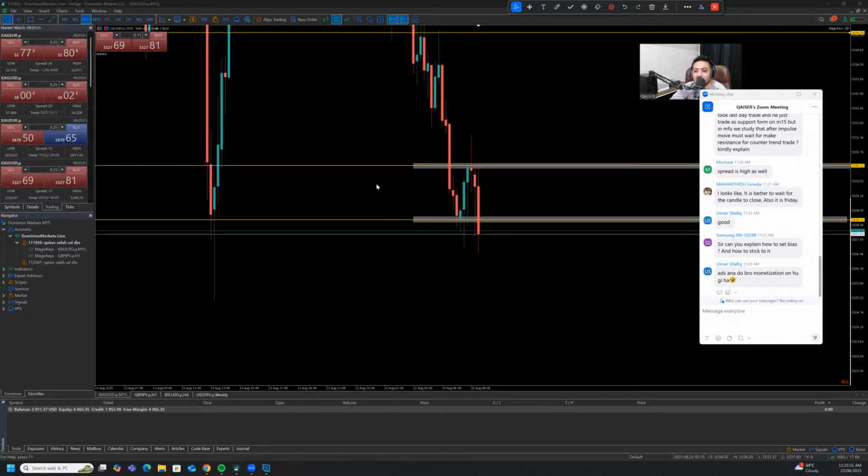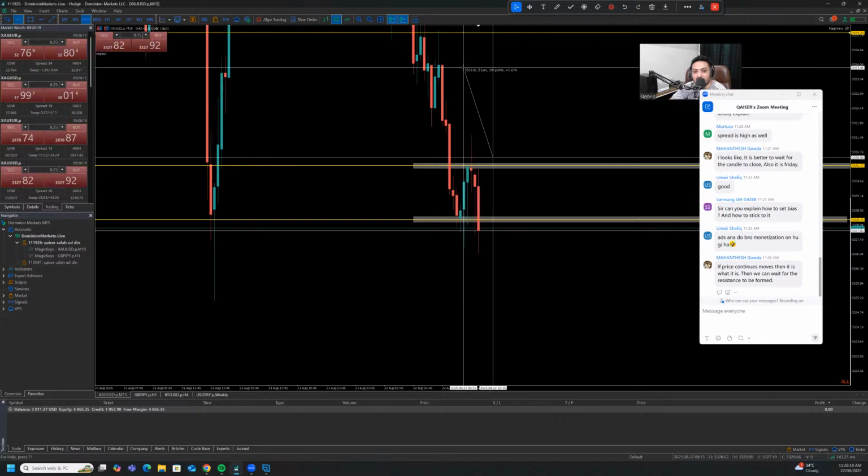Sir, can you explain how to set bias and how to stick to it? Like right now, we had a plan, so we're sticking with our plan. No impulse entry, so I'm not going to take an impulse entry. I will wait for the candle to close. Sometimes we need to set our plans and stick with our bias. Suppose you want to take a buy and you are facing clean traffic on the left-hand side, a tradable range, and you're comfortable with that structure, then you will set your buy.